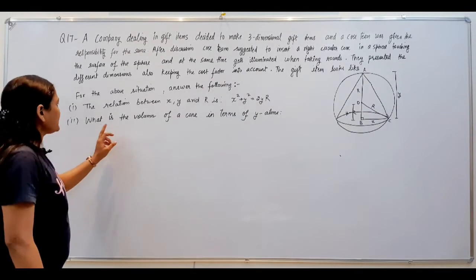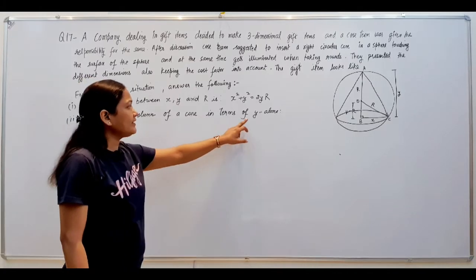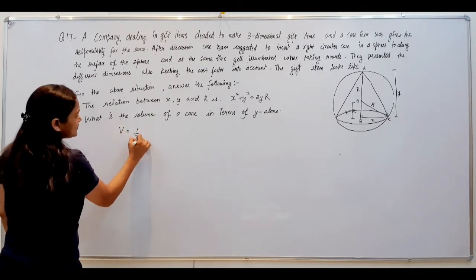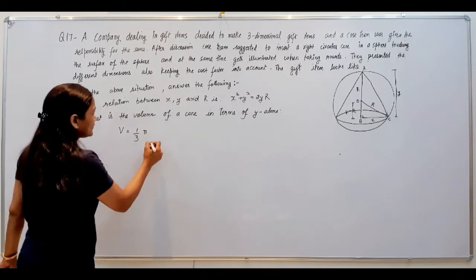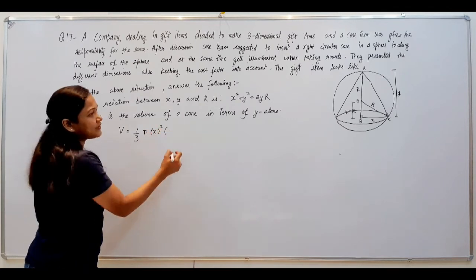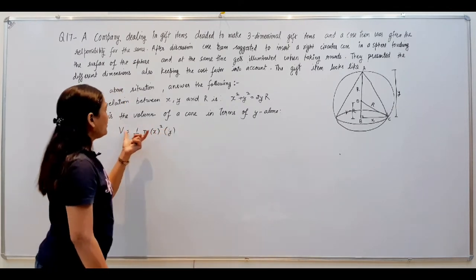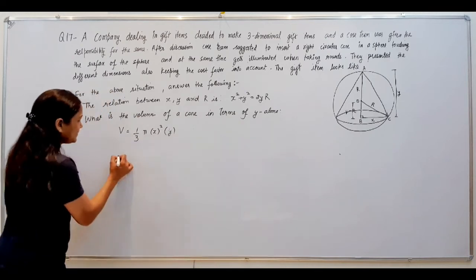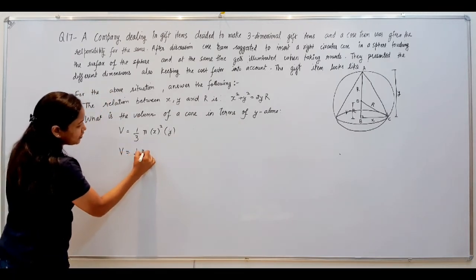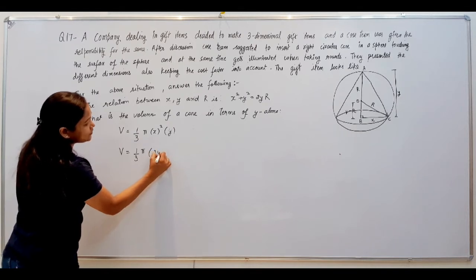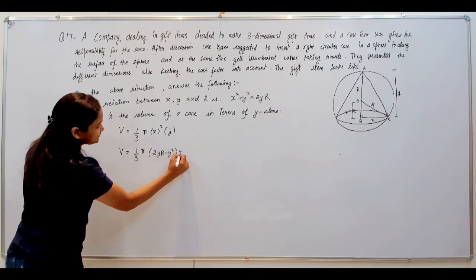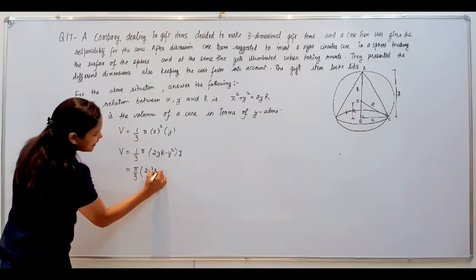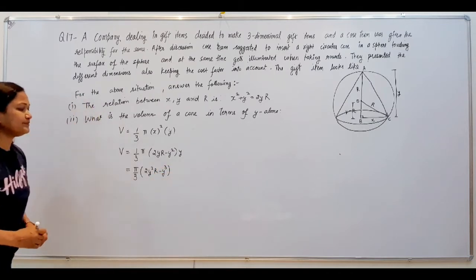Your second question for this is: what is the volume of the cone in terms of y alone? You know that the volume of the cone is equal to 1/3 pi r square h. Your r of the cone is x, so r square is x square, and h of the cone is y. Now you want the volume in terms of y alone, so you have to replace x square. You can replace x square from here. Then the volume of the cone is, in place of x square, write 2yR minus y square. So your volume of the cone will become 2y square R minus y cube.